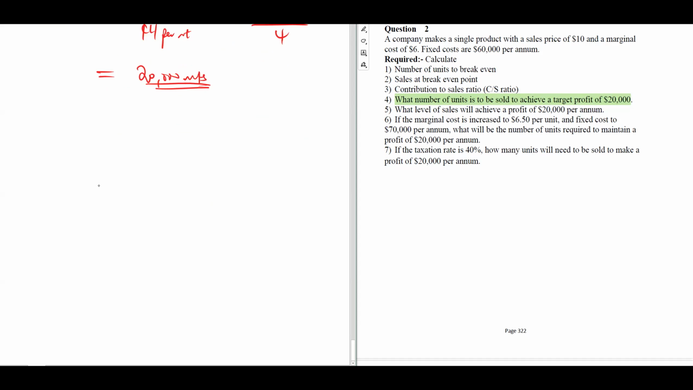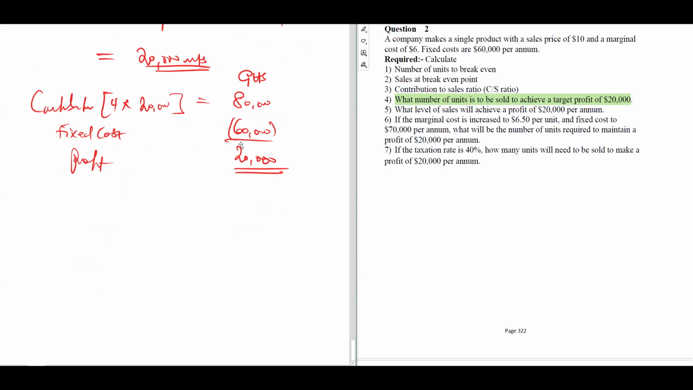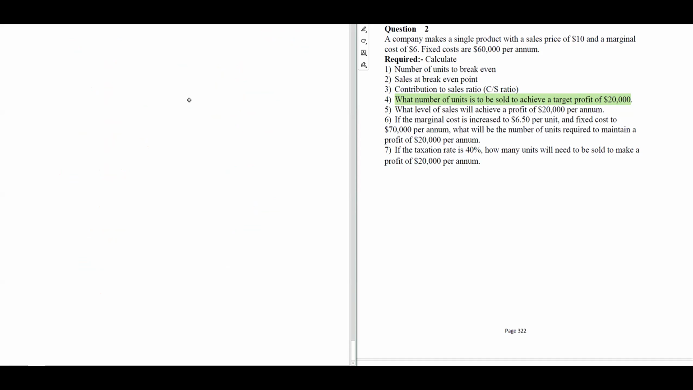You want us to test and see? Let's test and see. So we know our contribution is 4 cedis. 4 cedis by the 20,000 units gives us 80,000. Now let's see our fixed cost. Fixed cost was 60,000. And truly, the profit we end up making is 20,000. So what we said, is it true? Yeah, it is true. So this thing is all about testing, but you don't really need to test. But if you are not sure, you can test and see, like I did.